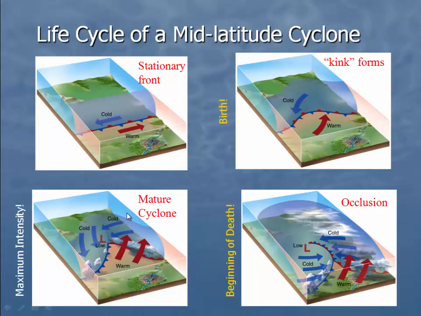The satellite pictures that I've been showing you have been from the mature stage, where we achieve maximum intensity. You can see now we have a well-developed cold front, a well-developed warm front. We have advections going on. We have warm air advecting north. We have cold air advecting south. Our mid-latitude cyclone is really feeding off of the instability of the different air masses.